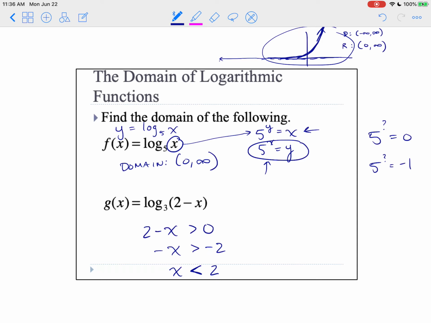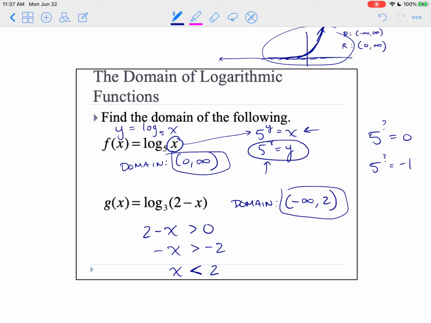And so my domain here, written in interval form, is going to be from negative infinity all the way to 2, not including either negative infinity or 2. Okay, because if I plug 2 into here, I'm going to get 0. And what do I raise 3 to get 0? Again, there is no such number at all. Okay, so that's the domain.